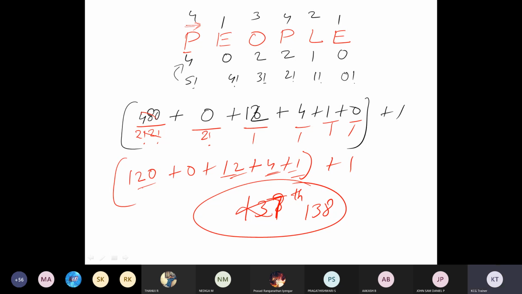Guys, waiting for your response. Can you explain why +1 is given in the end? As usual, yesterday also I have given +1, right? Were you present in yesterday's session? Yes, sir. Yesterday also, because if you don't add +1, that means there are 137 words so far. After that, the next word will be your people. So the rank for people will be the next one after 137. That's why I'm adding +1 to find out the final rank. Okay.